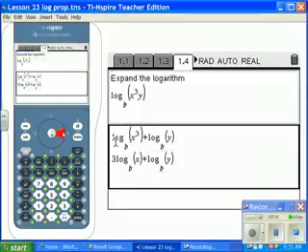Okay. How'd we do? That's expanding a logarithm. So we're just using those 3 rules that we had at the beginning to expand.